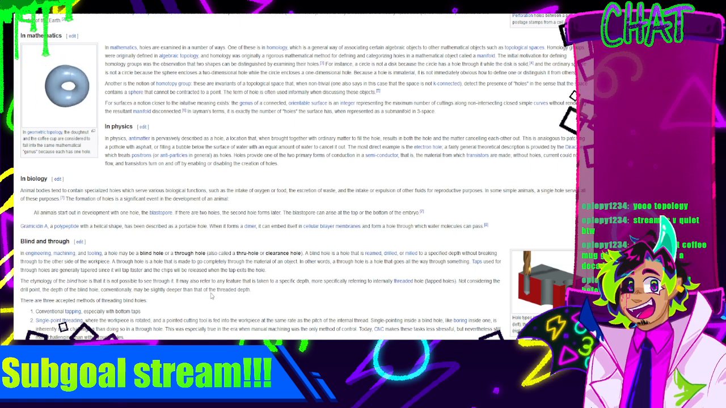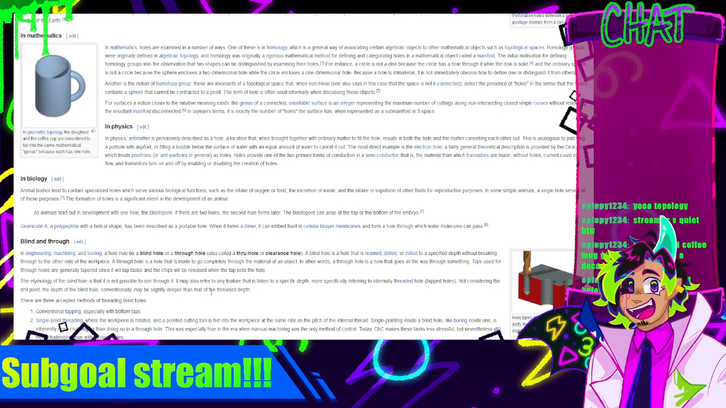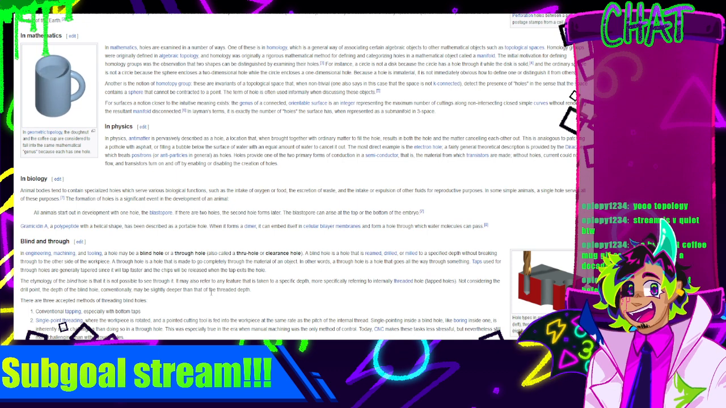In physics, antimatter is pervasively described as a hole, a location that, when brought together with ordinary matter to fill the hole, results in both the hole and the matter canceling each other out. This is analogous to patching a butthole with asphalt, or filling a bubble below the surface of water with an equal amount of water to cancel it out. The most direct example is the electron hole.